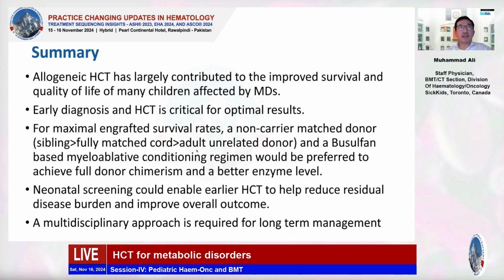So this is my summary slide. Allogeneic transplant has largely contributed to the improved survival and quality of life of many children affected by metabolic disorders. Early diagnosis and transplant is critical for optimal results. For maximal engrafted survival rates, a non-carrier matched donor, meaning a sibling, is better than fully matched cord blood or unrelated donor, and a busulfan-based myeloablative conditioning regimen would be preferred to achieve full donor chimerism and a better enzyme level. Neonatal screening could enable earlier transplant to help reduce residual disease burden and improve overall outcome.